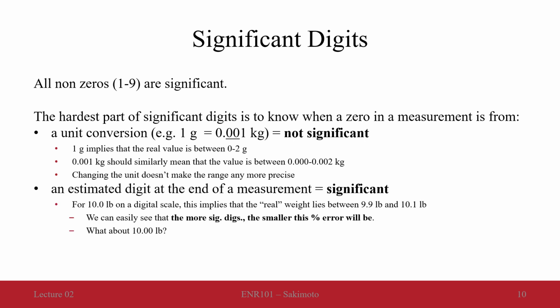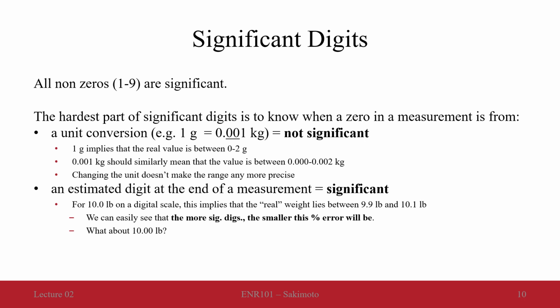Of course, there are many instances, as we see when we measure with tools where the fish falls exactly on the line, for example, that a 0 can represent an estimated digit at the end of a measurement, in which case that 0 is indeed significant. Measuring 10.0 pounds on digital scales means that this 0.0 is being estimated, and the real weight is somewhere between 9.9 and 10.1 pounds. That 0 at the very end is a very important 0, a very significant 0, that tells us the precision of that scale.